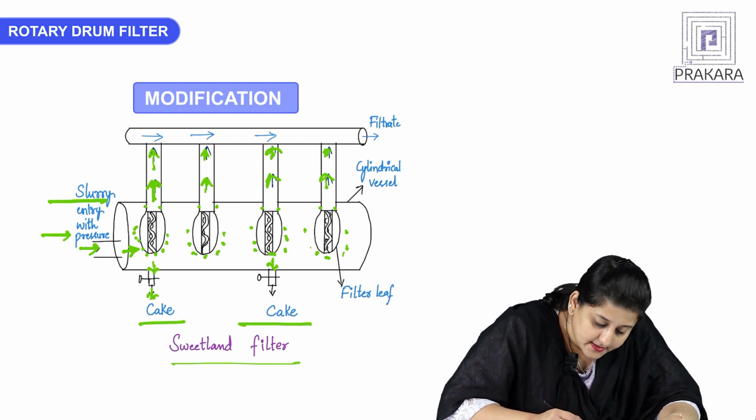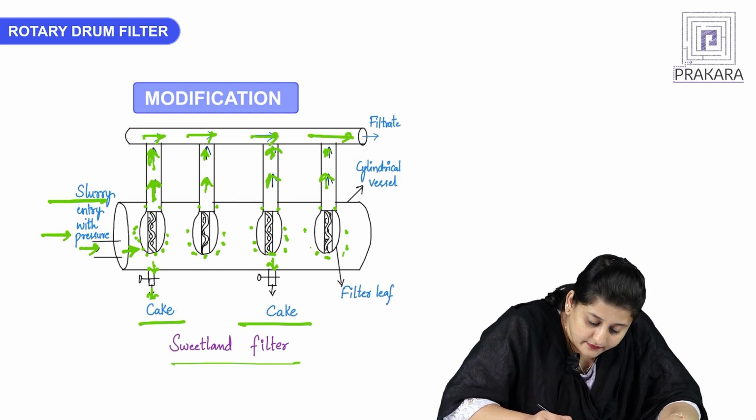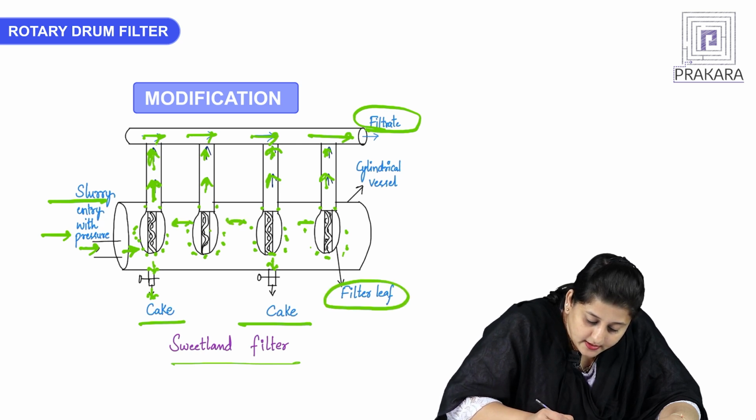The filtrate passes through the leaf and then unites at a channel to eventually collect out at one end. All these filter leaves, which are arranged parallel to one another, are enclosed in a cylindrical vessel.